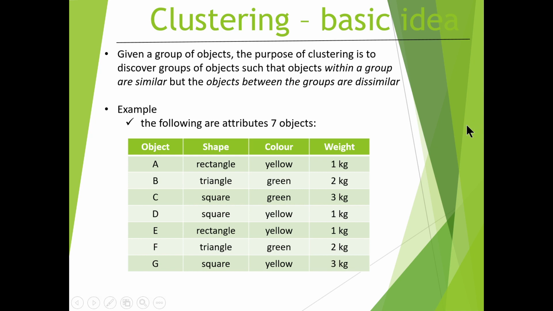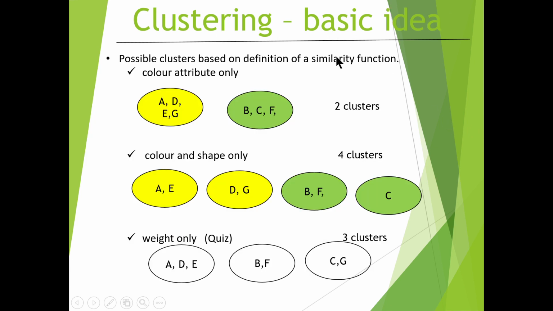Now, this clustering can be quite subjective. It depends on what similarity function we define. For example, in this case, we define the function as just the color attribute, and probably we have only two colors, so we have two clusters. If we define the function as color and shape, then we probably get four clusters. So two of the attributes are being used to differentiate different groups.